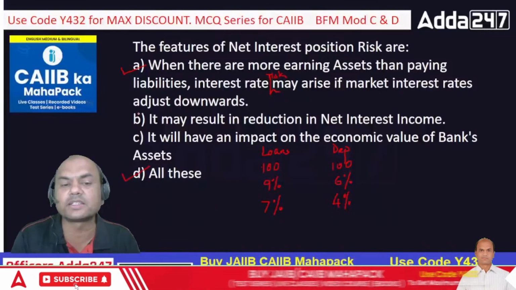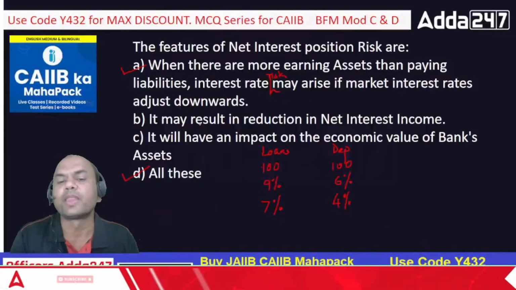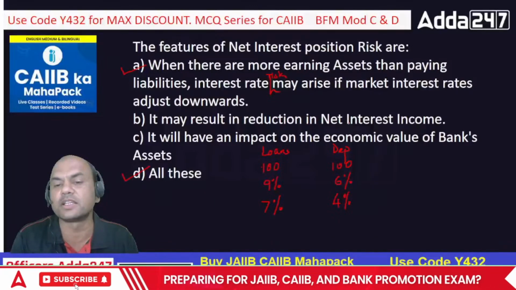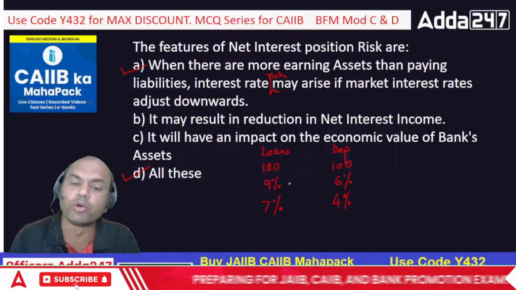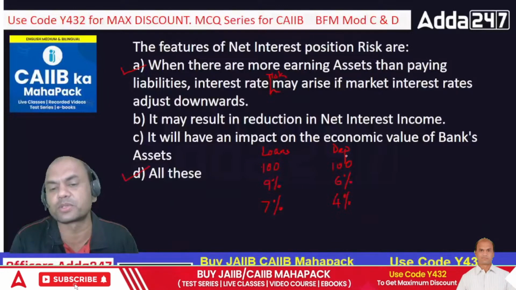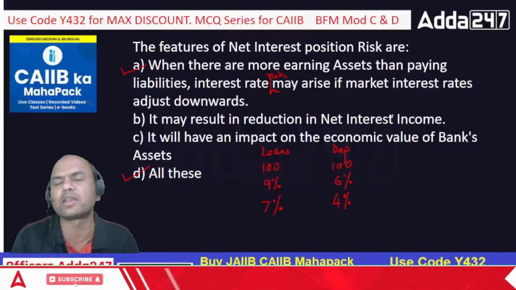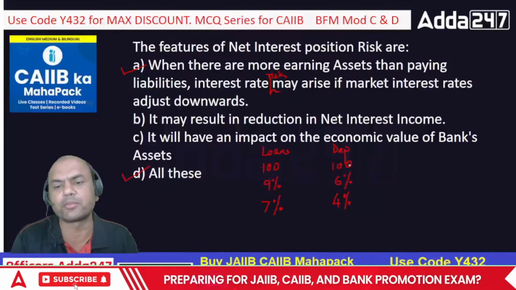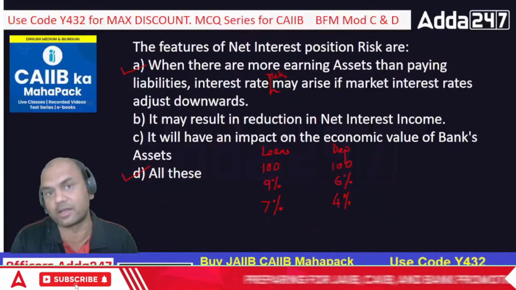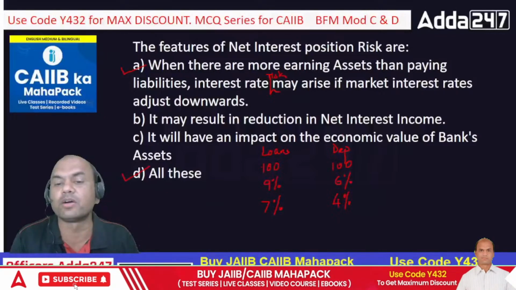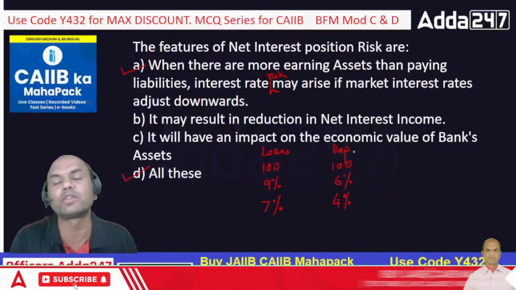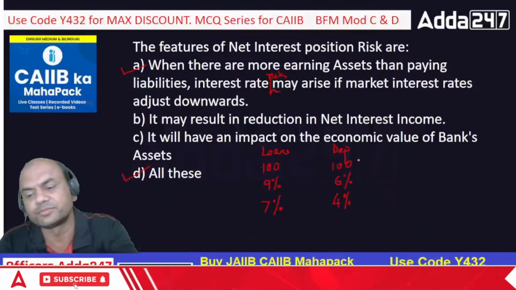See here, B is only conditional. It may result in a reduction in NII if both of them change in different proportions. If both of them change in the same percentage, then my NII will remain the same. Because I am giving out less, I am earning less, but it will be affected because the depositors over here will go out, isn't it?